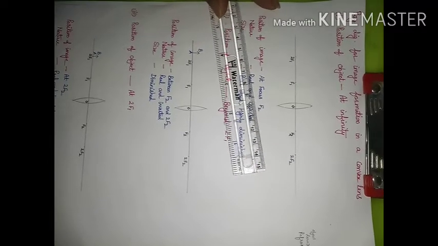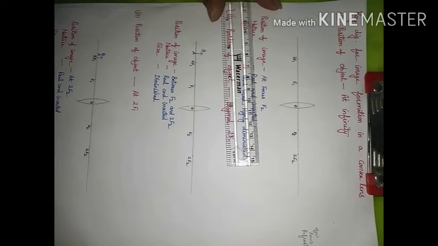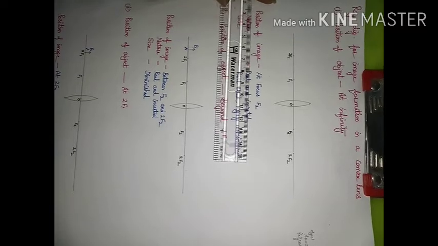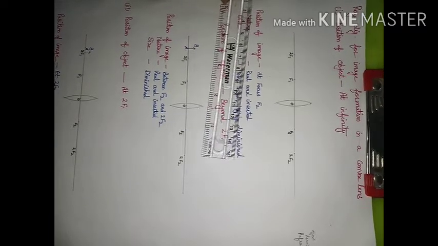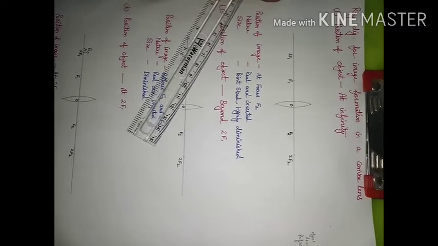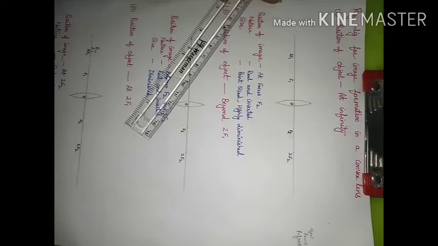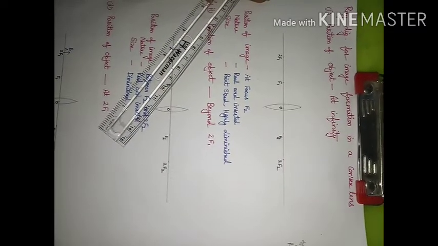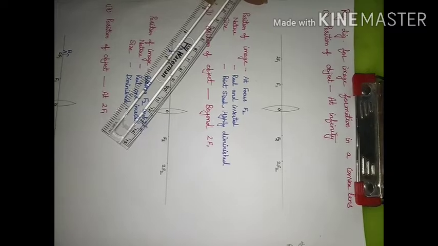In this video, we will consider ray diagram for image formation in convex lens. For a few positions of the object, we will consider 6 cases here. So the first case is when the object is kept at infinity. It is at a very large distance from the lens.